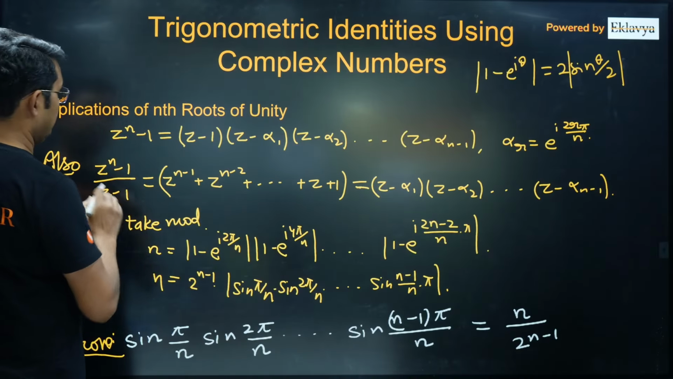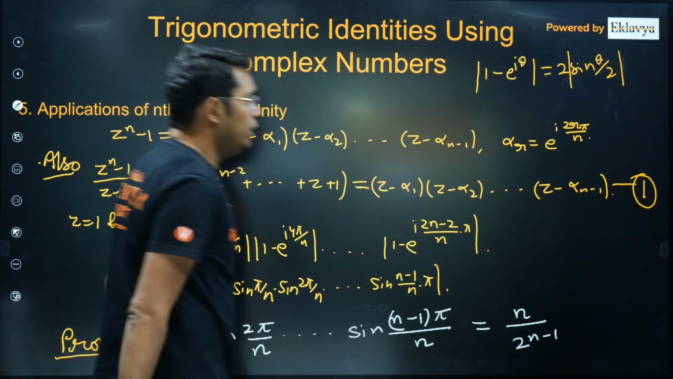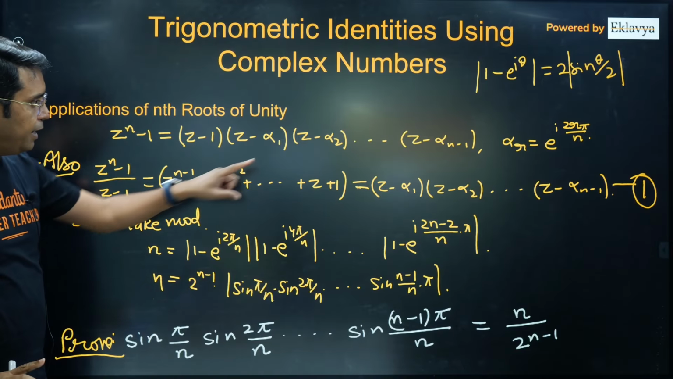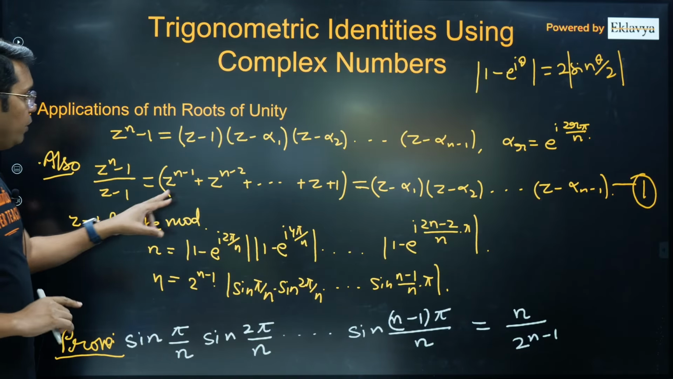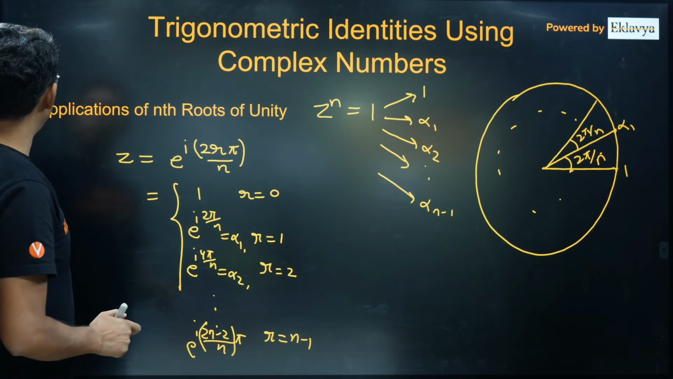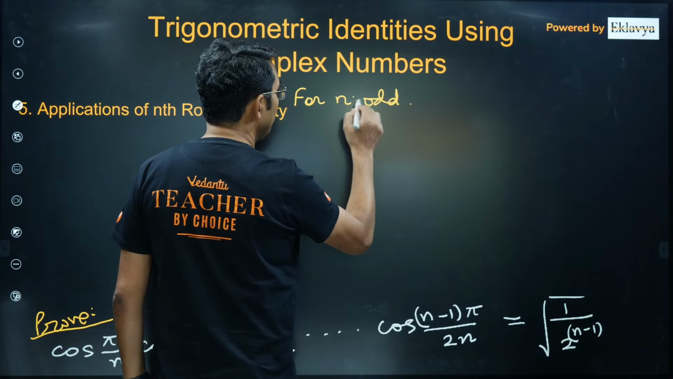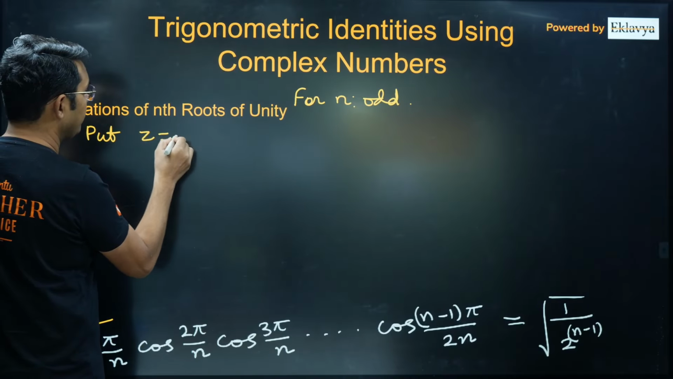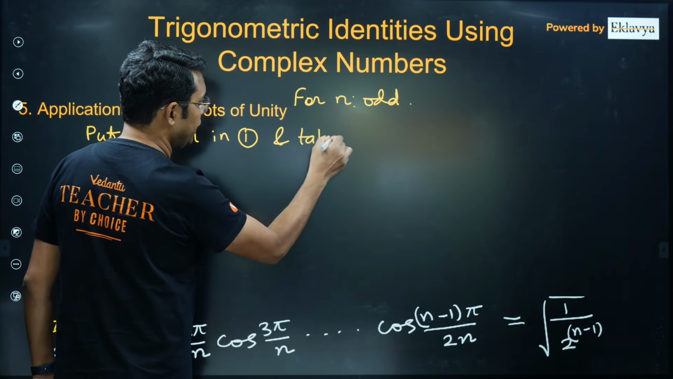For n odd, in the previous result, let me call this equation number 1. Okay, so I will be putting z equal to -1 directly in this equation number 1. That's it, -1 I said. So if you put -1, please see and take mod. So what are we going to do for this one? For n odd, we will be putting z equal to -1 in equation number 1 and take mod on both sides.